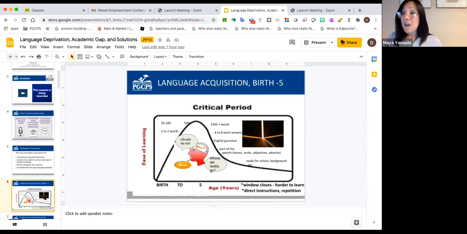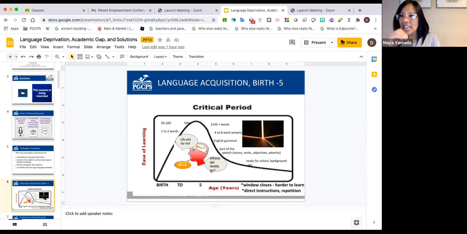Then by the time they're 5 years old, the average child has acquired 2,100 words or more. And again, some children have a lot more vocabulary than that. And it depends on the exposure and the access in the home. And by that age, children can speak in almost complete sentences or complete sentences. They use 4 to 8 words in a sentence. And it's usually grammatically correct.